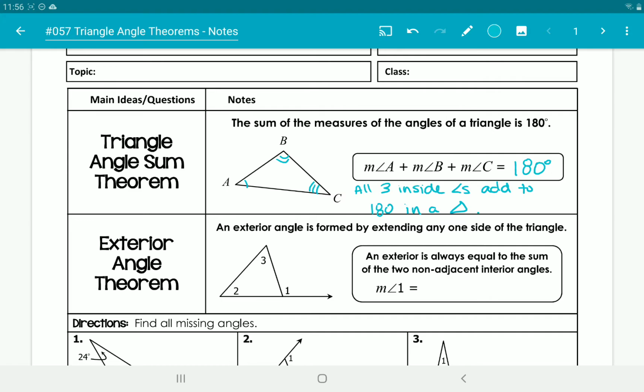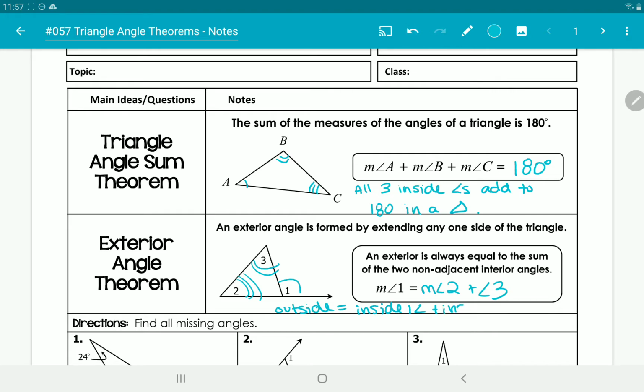Now we also have that an exterior angle is formed by extending any one side of the triangle. So if we took this line and we just made it longer like that, then we'd get this. And we have that the outside angle, the exterior angle, is equal to the two inside angles that do not meet that outside angle added together. So angle 1 is going to be angle 2 plus angle 3 here. Okay, so the outside angle is equal to the inside 1 angle plus the inside 2 angle.